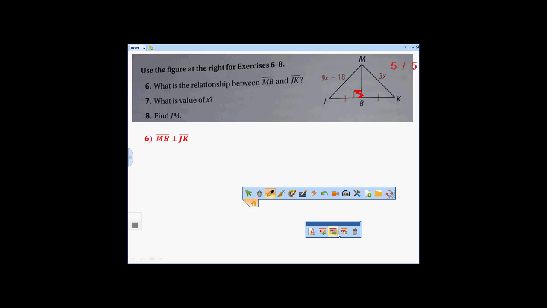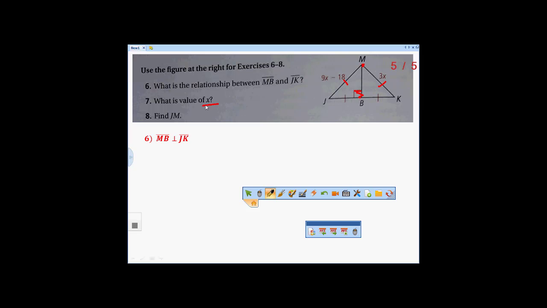What is the value of X? We said before, if I have a perpendicular bisector like this, and point M lies on this perpendicular bisector, it means it is equidistant from the endpoints of the line segment. What is the meaning of equidistant? It means the length of MG must be equal to the length of MK.